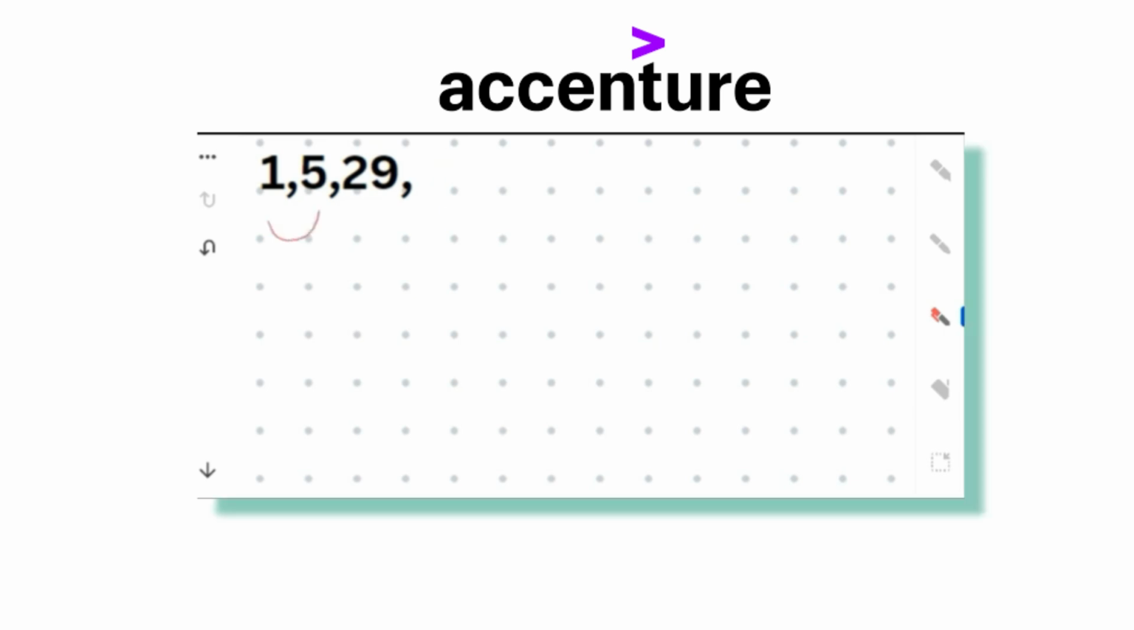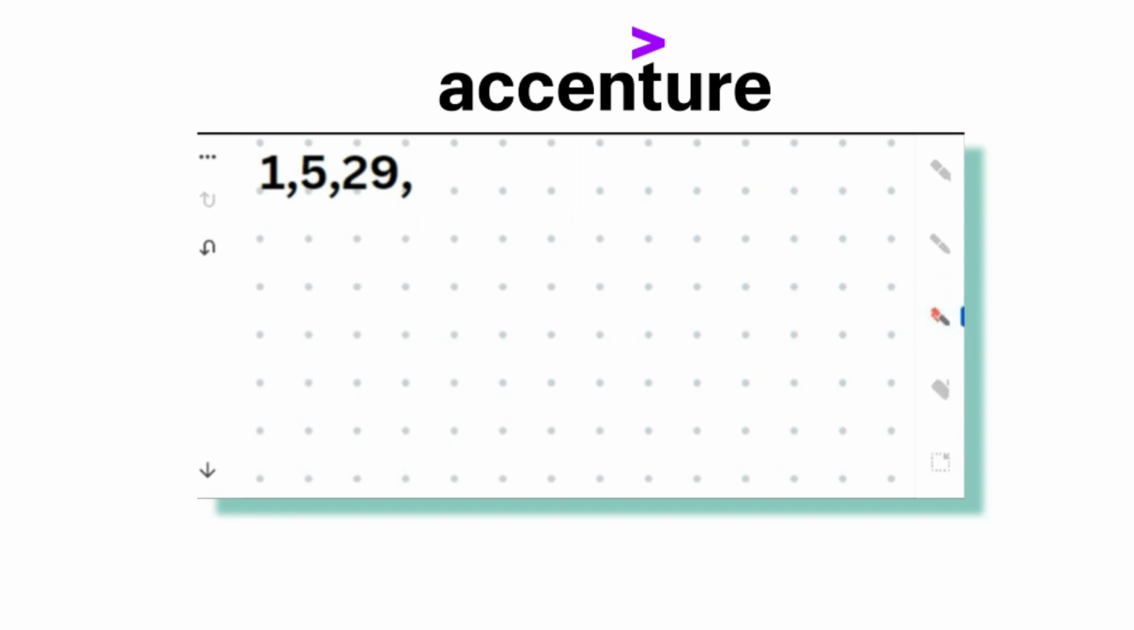If I check the difference pattern, 5 minus 1 is 4, 29 minus 5 is 24. So is this a pattern? No, this is not a pattern. And let's check the prime pattern. 1, 5, 29, all are primes, but the number series is not following the prime pattern either. So let's check if it follows the n to the power n pattern or not.